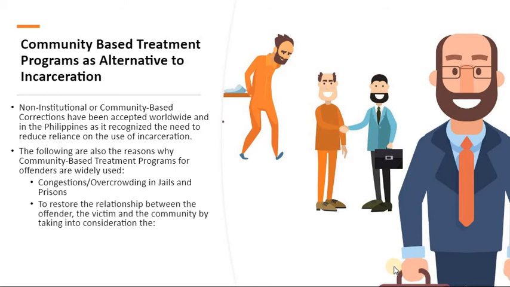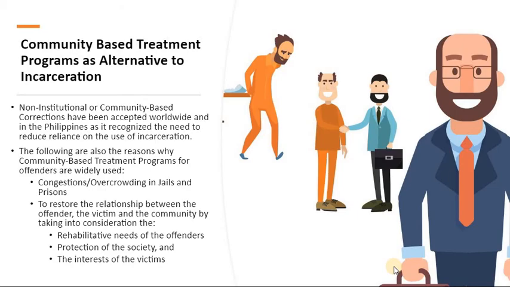Next, to restore the relationship between the offender, the victim, and the community by taking into the consideration of what? Rehabilitative needs of the offenders. So, protection of the society and the interest of the victims. Okay po? So, habang nasa community siya, sabi ko nga, meron namang naka-supervise sa kanya. That is why, madali lang siyang i-control eh. Kasi there is a fear na baka, kapag nag-violate siya ng kanyang mga rules na kailangan sundan, babalik po siya doon sa kulungan.